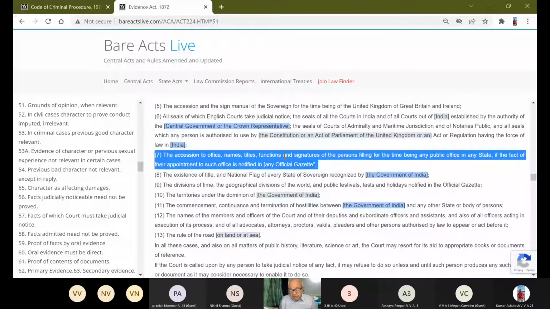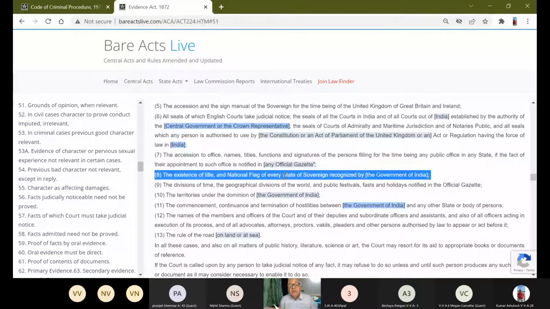Number 8, the existing title, national flag of every state, foreign country, and the Government of India. So the court will take into consideration and take cognizance of and judicial notice of the flag of each country. The court will not require evidence as to which particular country has which flag and who prepared it, how, when it was invented, isn't it?